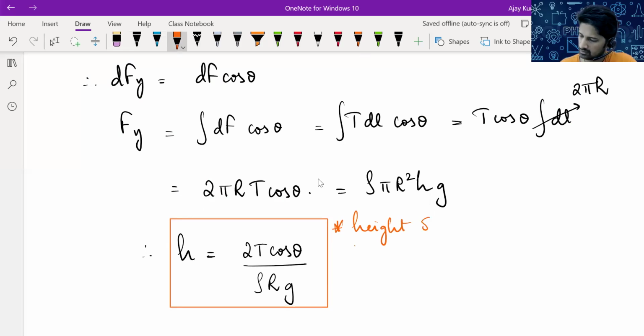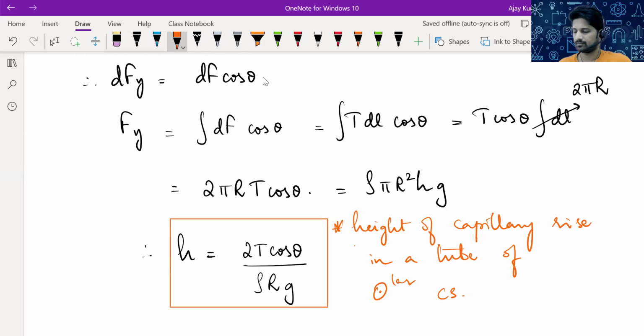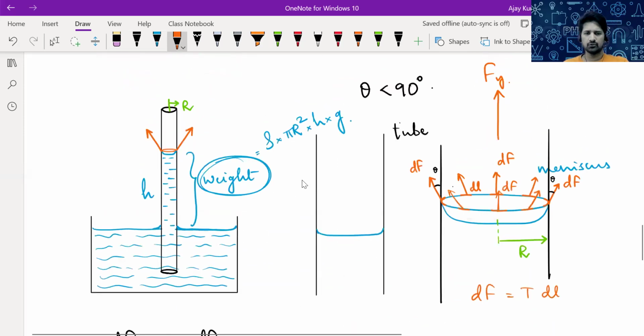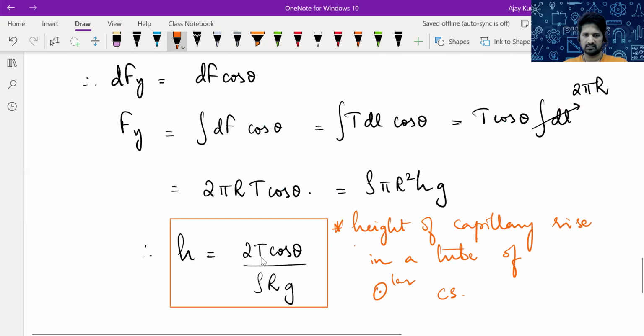This is the expression for height of capillary rise in a tube of circular cross section. Okay, hope the derivation is clear to you. You just have to visualize those forces due to surface tension acting at an angle equal to the contact angle. The resultant of all those forces will pull the liquid up. As it pulls up, it will have to support the weight of the overhanging liquid. So as a result, it will rise up to a certain height and settle there. That height is 2T cos theta by rho r g.